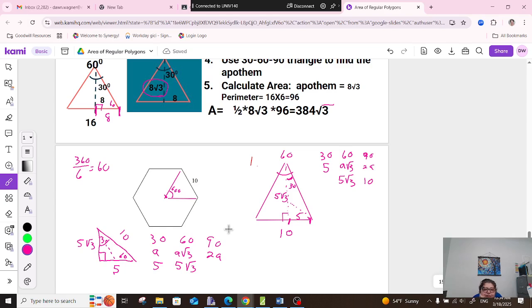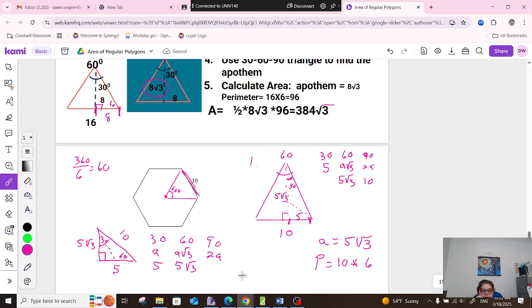Okay. So your apothem is 5 square root 3, right? How do I find perimeter? How many sides is this? 6. What's the side length? 10. So it's 10 times what? 6. And we got 6 from the number of sides. 1, 2, 3, 4, 5, 6. Because who wants to go 10 plus 10 plus 10 plus 10 plus 10 plus 10? You don't want to do that.